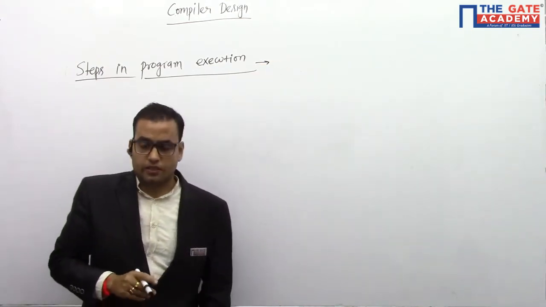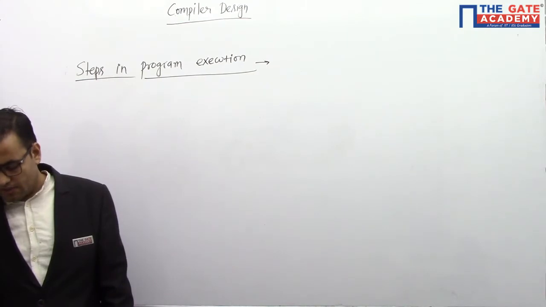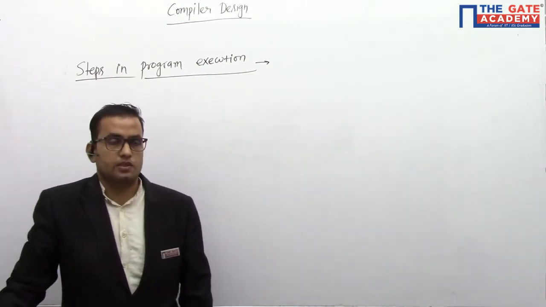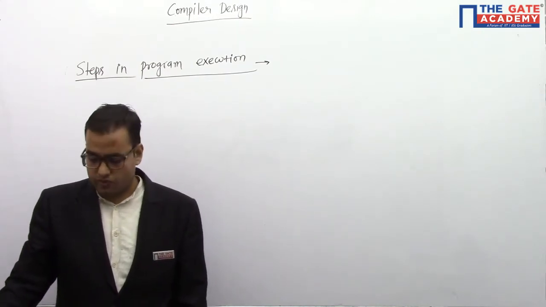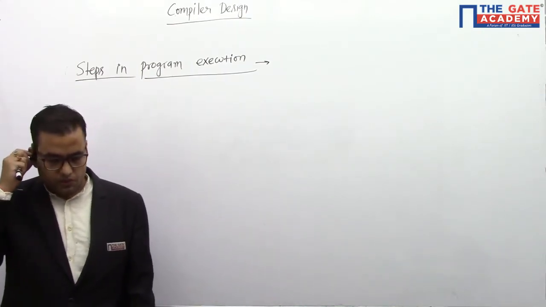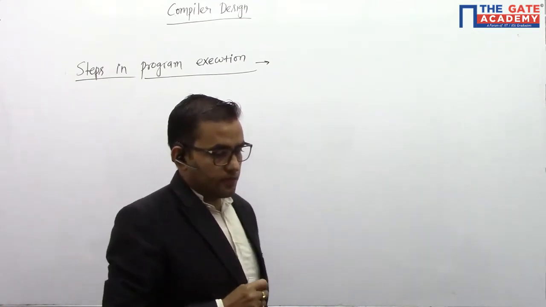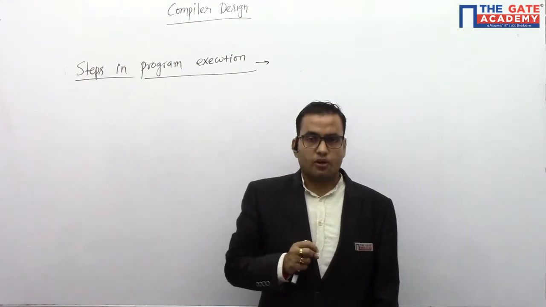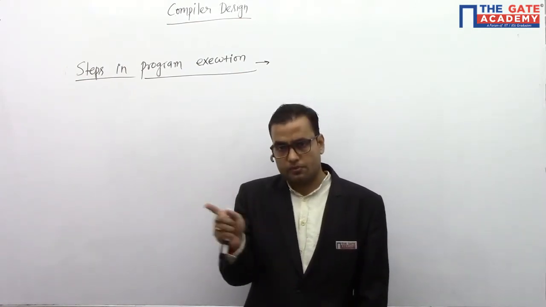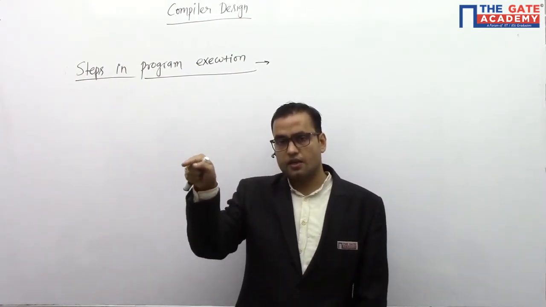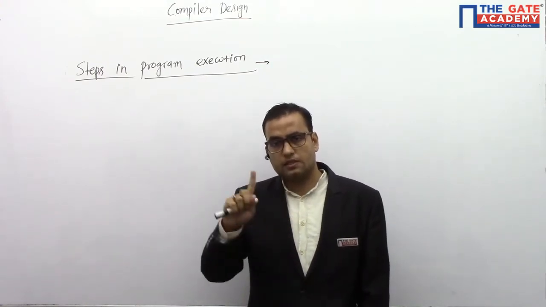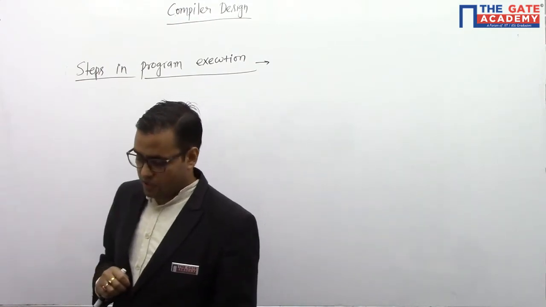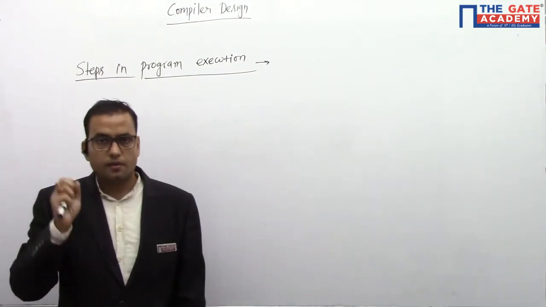Steps in program execution. It is important. Why is it important? Just see. What is program execution? Yes, anyone? So just write down the definition of program execution. The process in which the computer performs instructions is called program execution. Program execution means when the computer performs each and every instruction written in your program. This is called program is in execution.